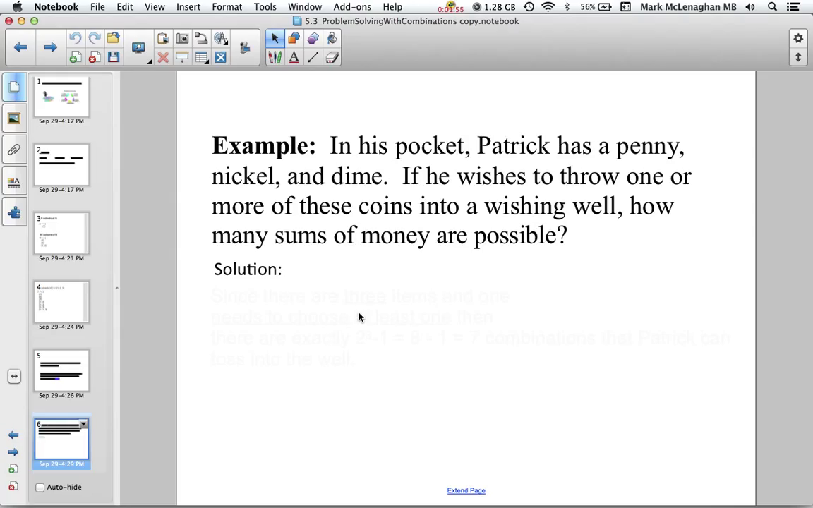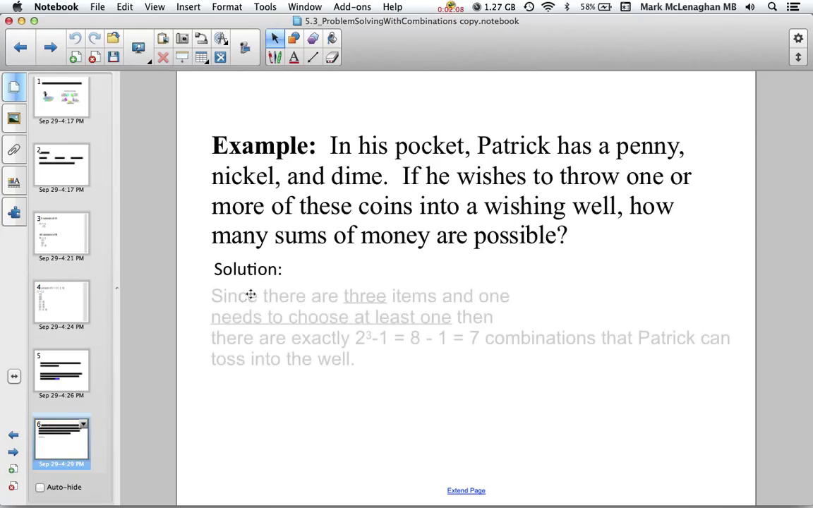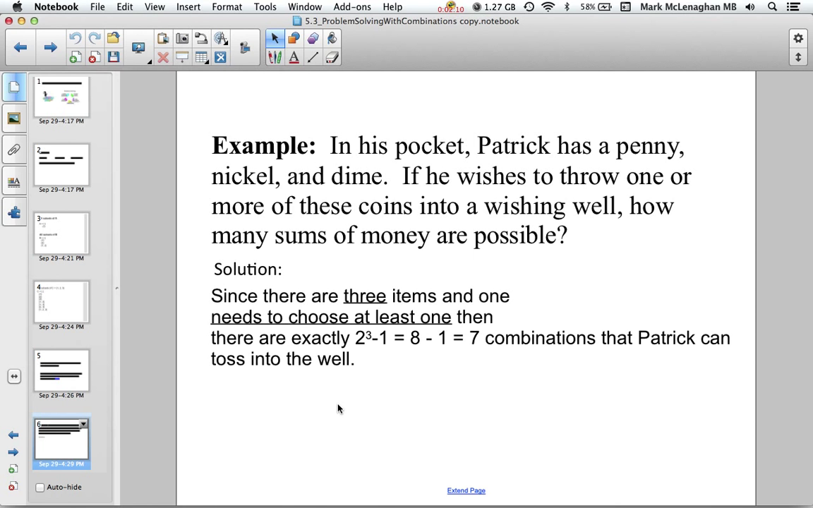So in his pocket, Patrick has a penny, a nickel, and a dime. If he wishes to throw one or more of these coins into a wishing well, how many sums of money are possible? Since there are 3 items and at least one needs to be chosen, there's exactly 2 to the power 3 minus 1, which is 8 minus 1, which is 7. So there's 7 different combinations that Patrick can throw into the well.